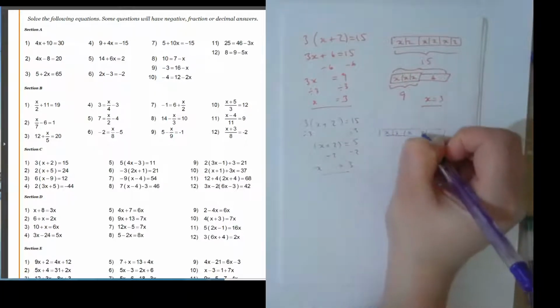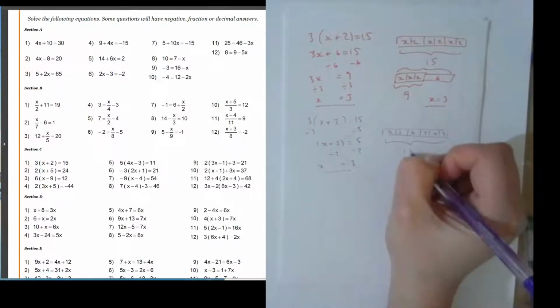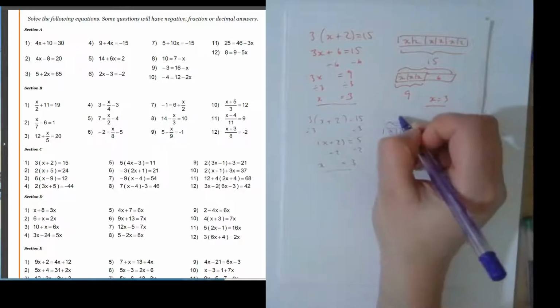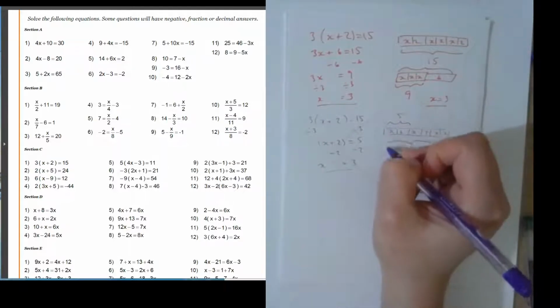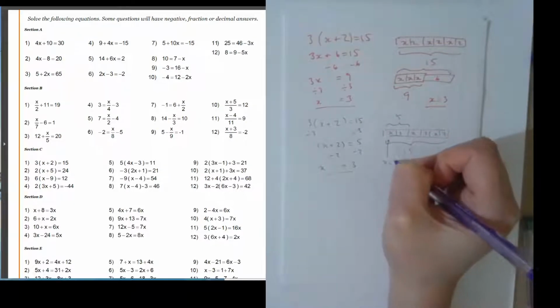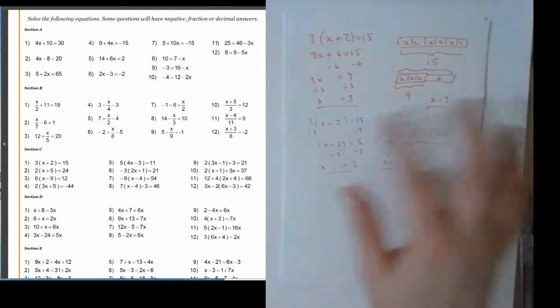I'm saying x2, x2, x2, right? And I'm saying altogether it's 15, so each part must be 5. And then when I found out each part must be 5, that means I know that this equals 3. Okay, so you can still do it via the bar model.